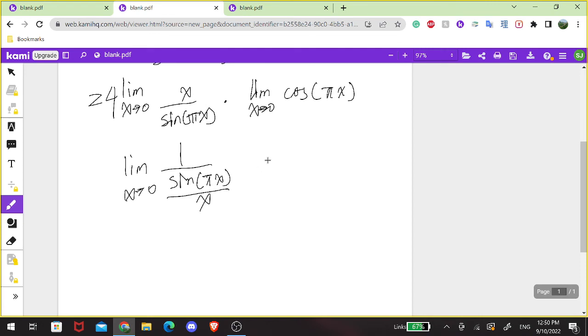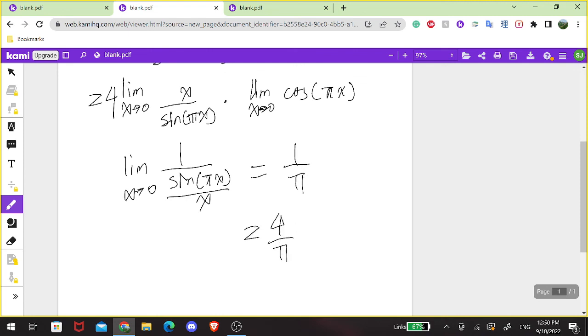Using the formula we just learned, this is going to be equal to whatever this value is. And in this case, it's equal to pi. So this is actually equal to 1 over pi. Okay, again, this is equal to 1. And let's add our 4 in the front. So this is going to be equal to 4 over pi.